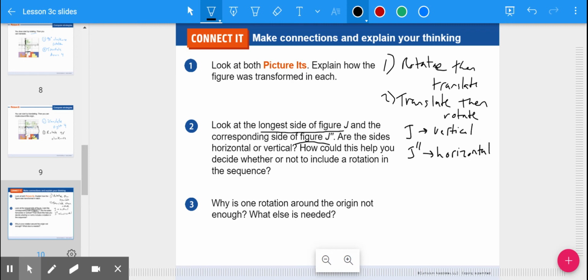How could this help you decide whether or not to include a rotation in the sequence? Well, if you do a translation or a reflection, it's going to stay the same direction. It's either going to be going left to right or up and down. In this case, the only way for it to switch would be a rotation, so we have to do that in order to turn it.